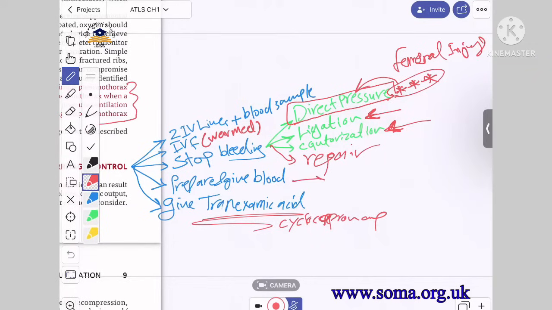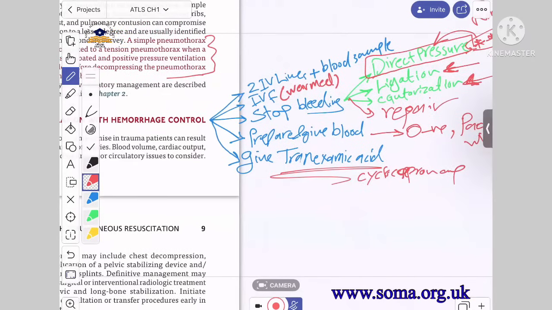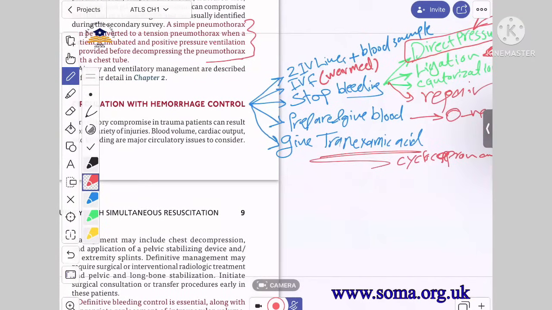Prepare and give blood. What blood is to be given? Usually we use O negative blood. The idea is to give packed RBC, and to give whole blood if you don't have packed RBC. Also, we will give Cyklokapron, tranexamic acid.